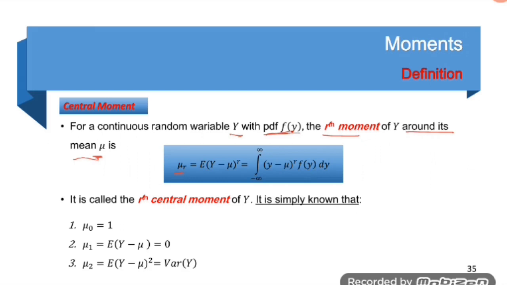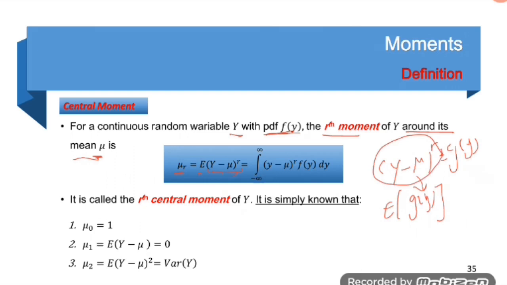This will be the expected value of the distance of y from mu, all to the power r. So again, y minus mu to the power r we consider as a function of a random variable. To find the expected value of this function, all we need is to find the integral of the multiplication of this function times the PDF, and then we make the integration over all the values of the random variable. So we call this the rth central moment.